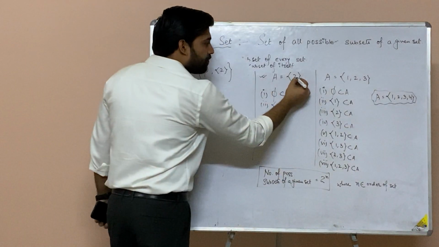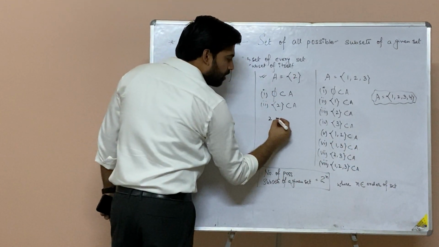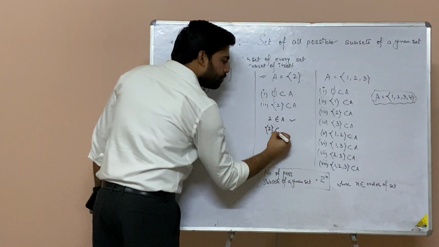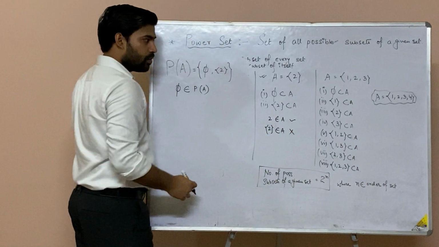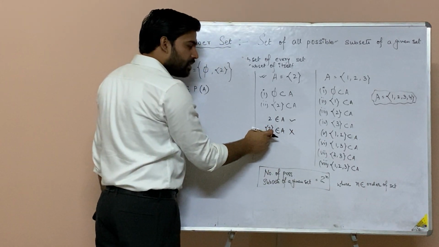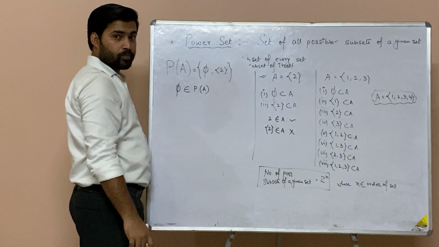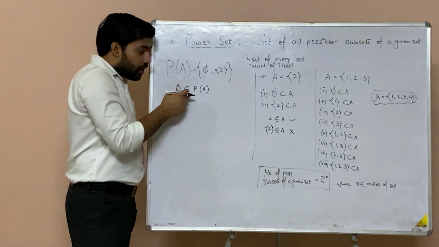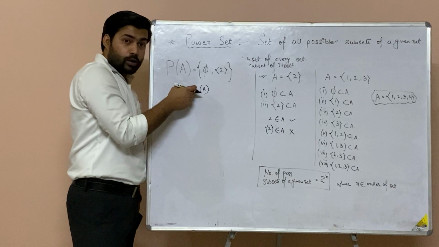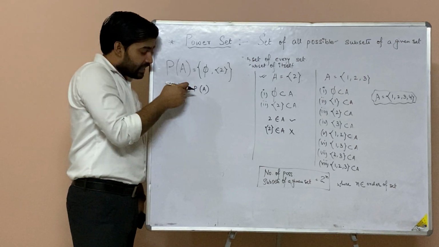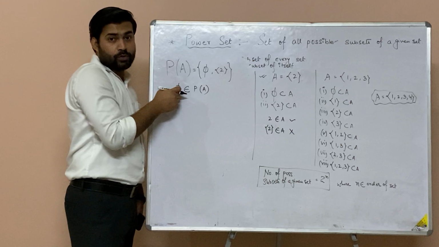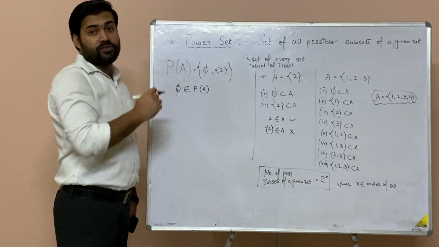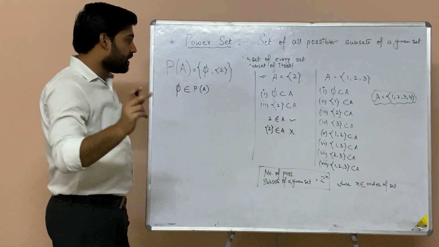Suppose if 2 was there, can I say 2 belongs to A? Yes, it is true. But if I say 2 as a set belongs to A, no, this is wrong. When 2 becomes a set, a set is a subset of another set. But a set belongs to the power set. When you are talking about the power set, this is not any set anymore. Right now, it has become an element for it. Point understood? This is a very important point.